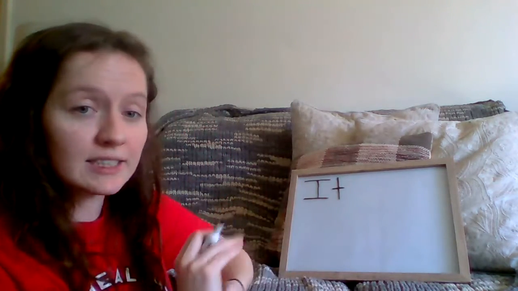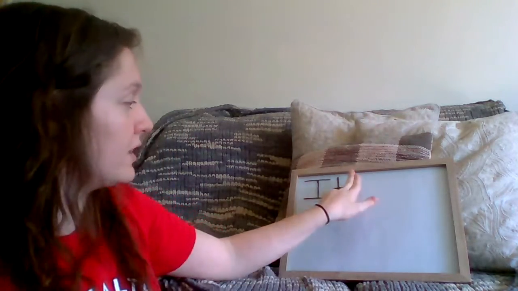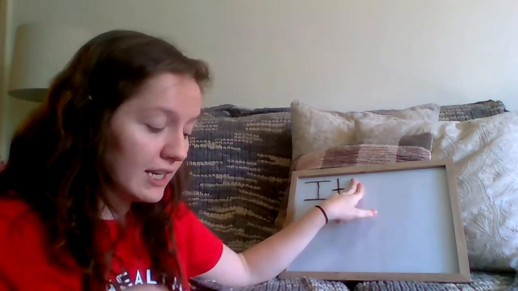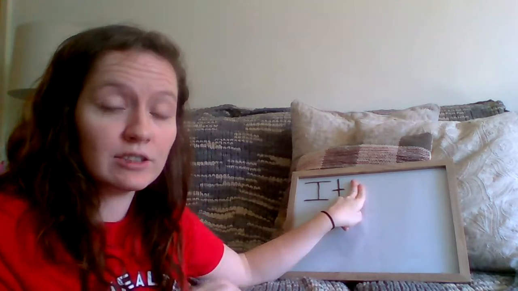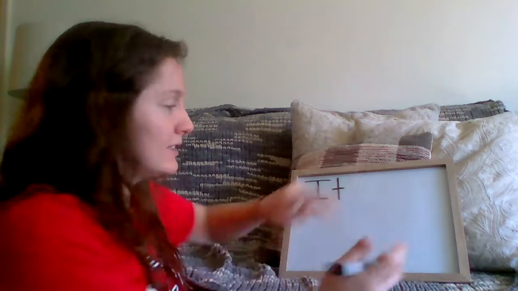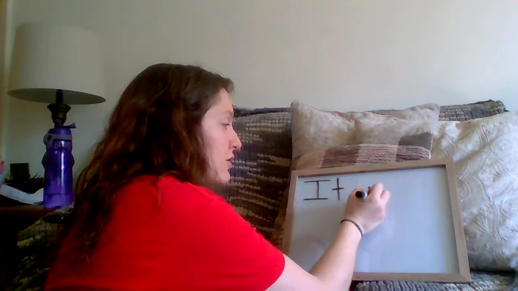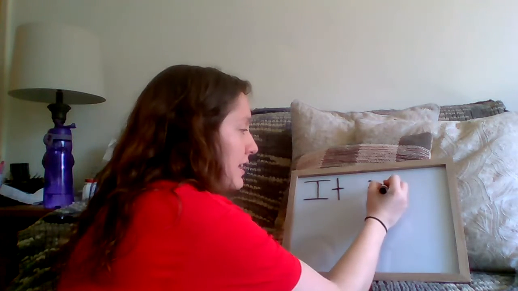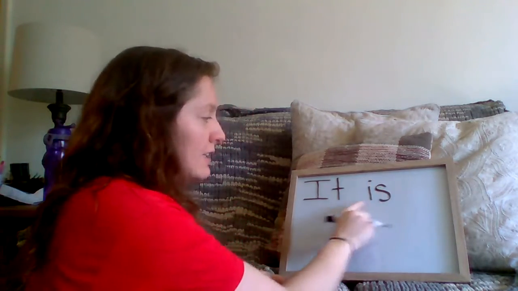Since we're writing a sentence, we're going on to our next word, and we need to have a finger space. So put a finger space. The next word, it is. So the word is is. Is a red word too. So how do I spell is? I-S spells is. Make sure you have that finger space. I and an S.